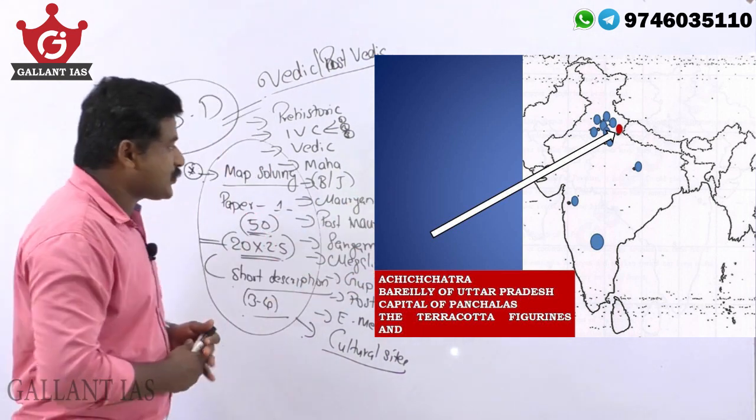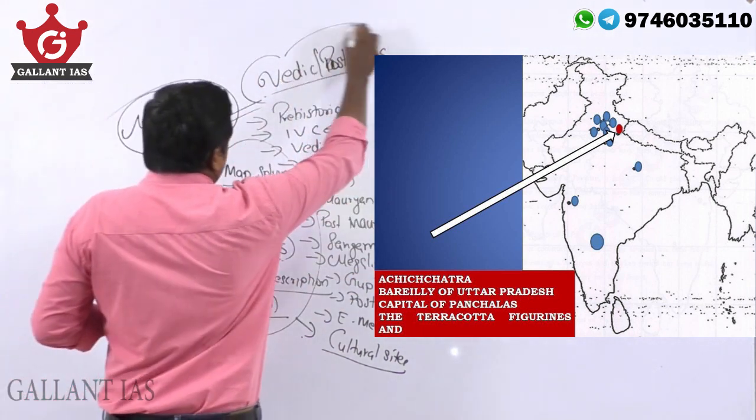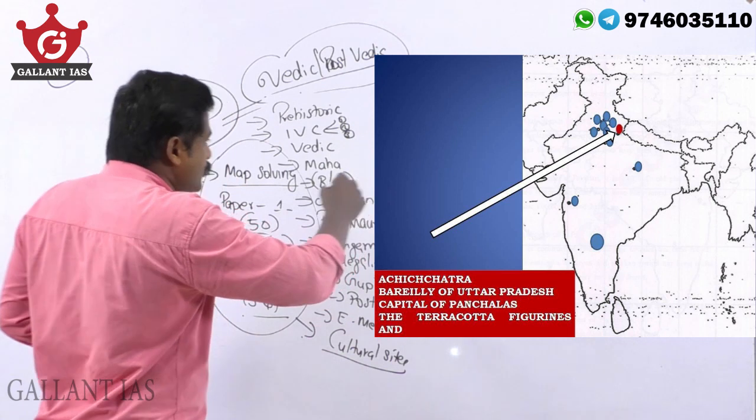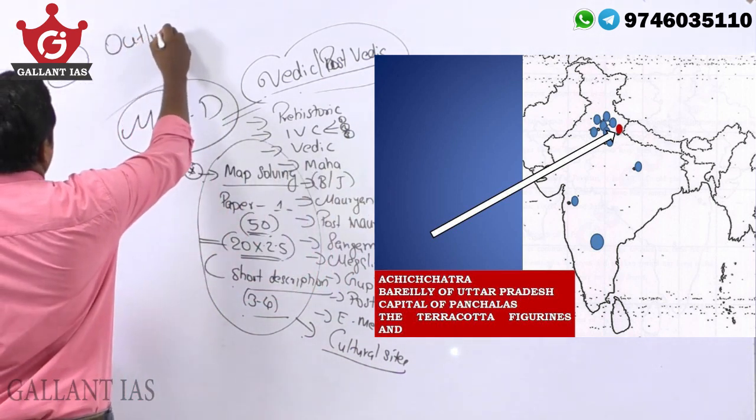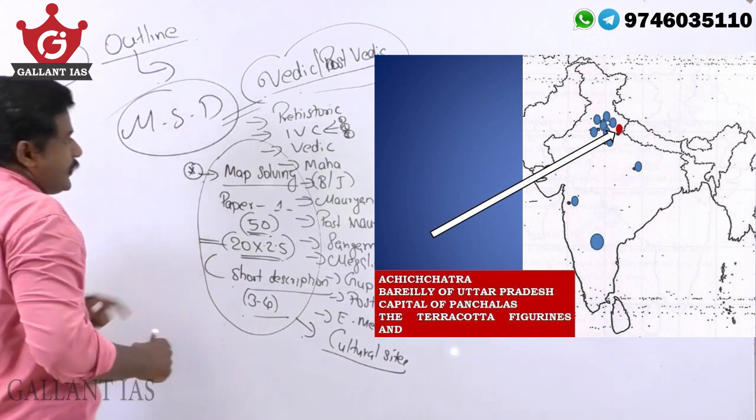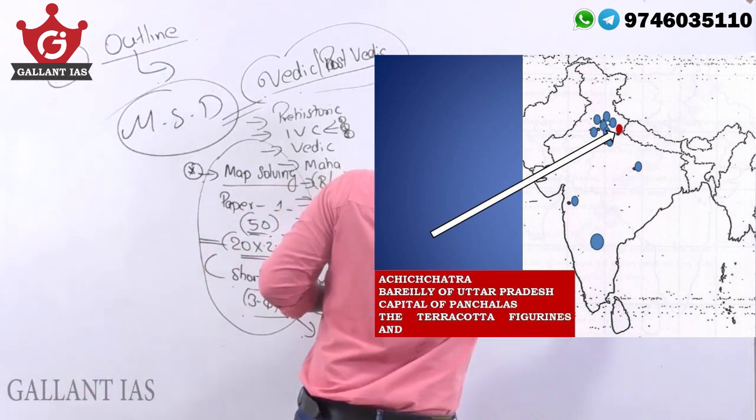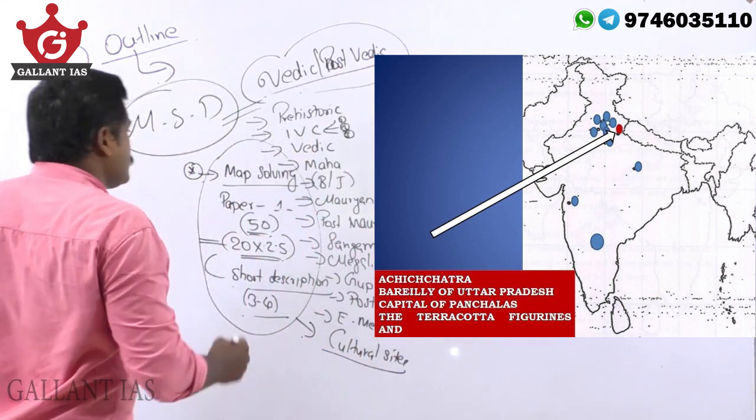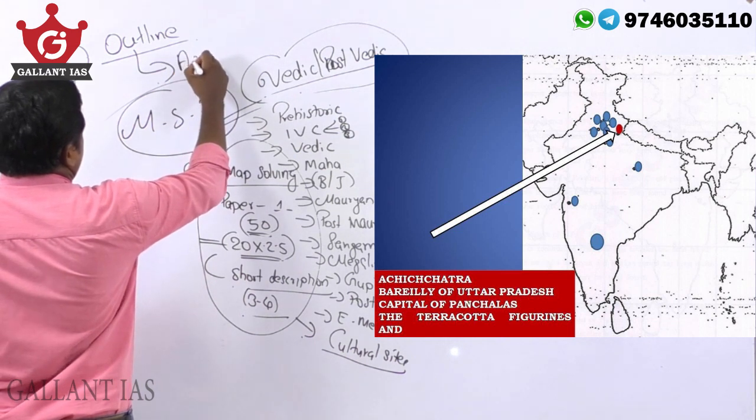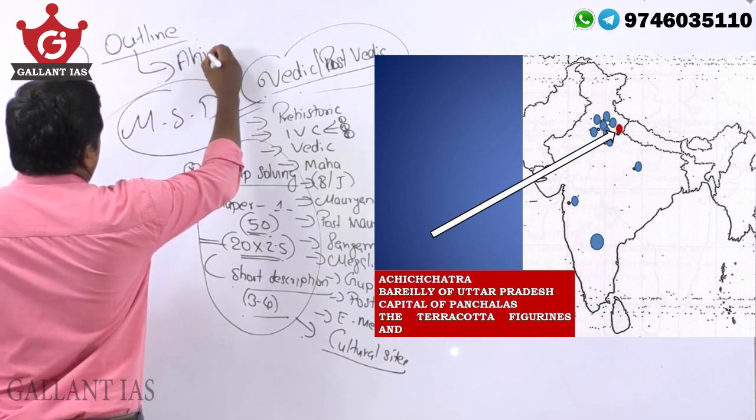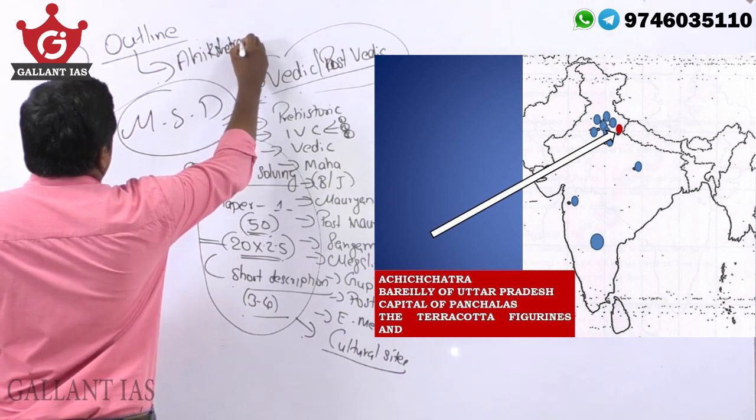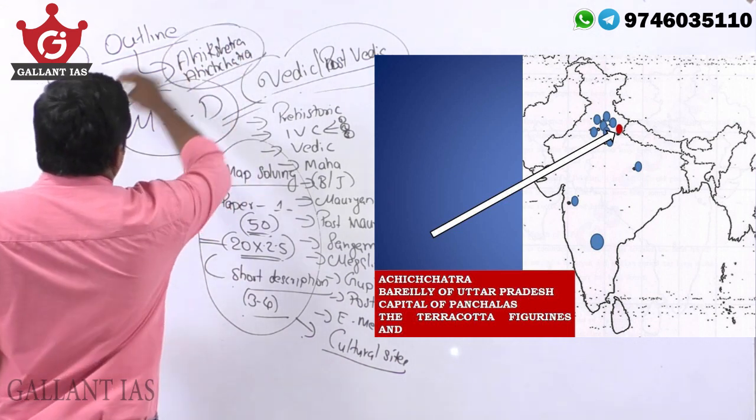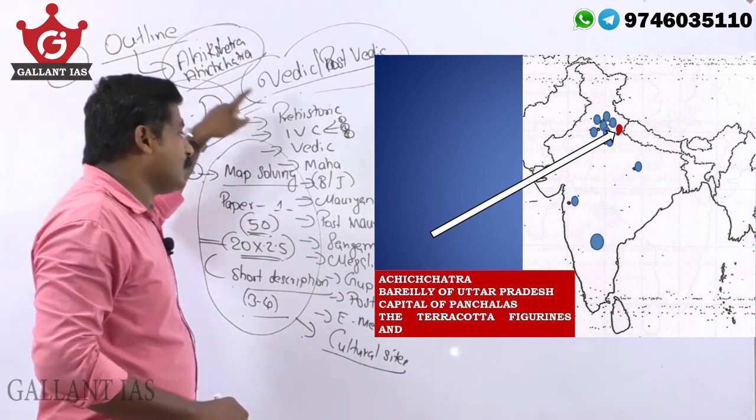Now here, the very next site which we discussed, Vedic and post-Vedic, look into the map, it is an outline map. There you can see, this is Ahichchhatra, or you can call it Ahikshetra. This is another popular Vedic site.